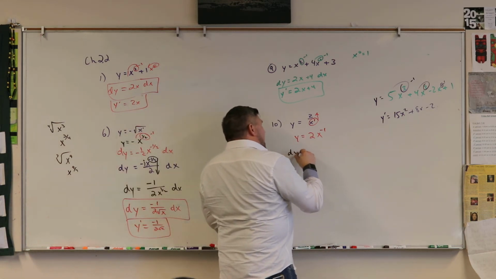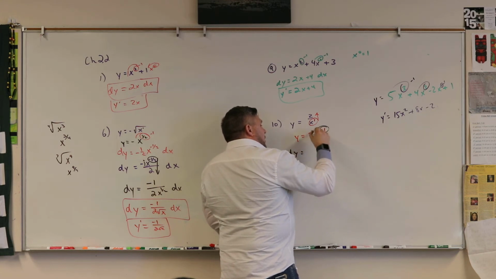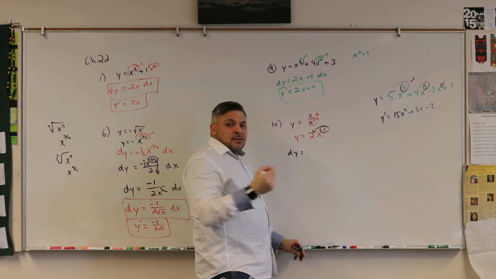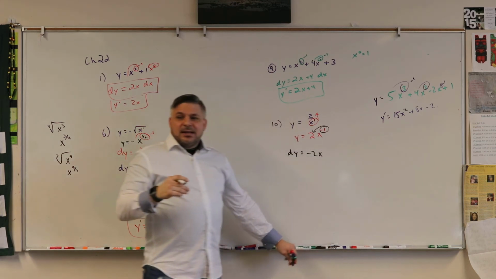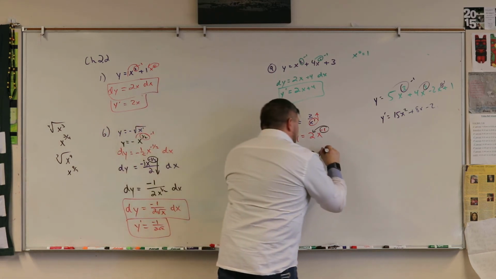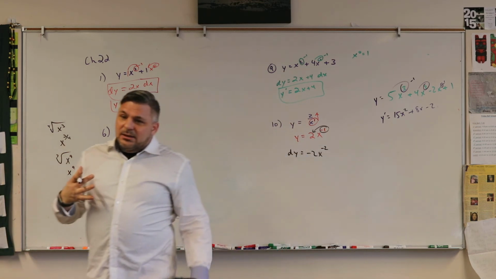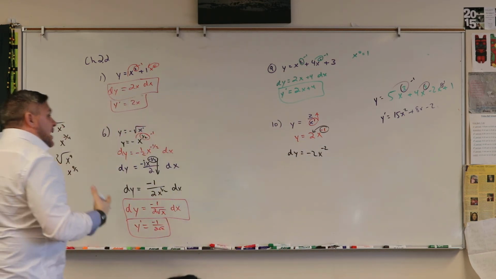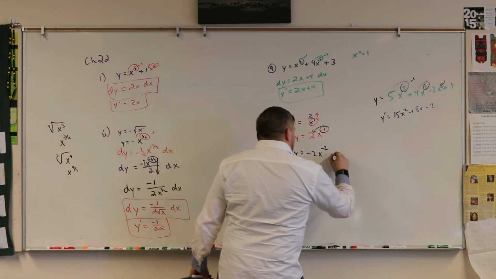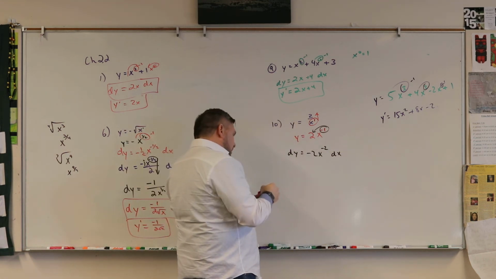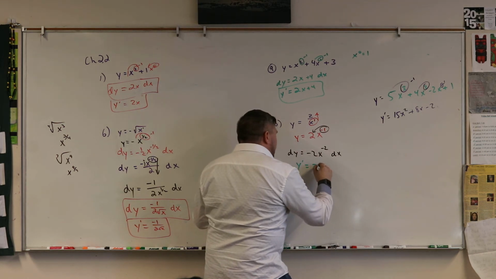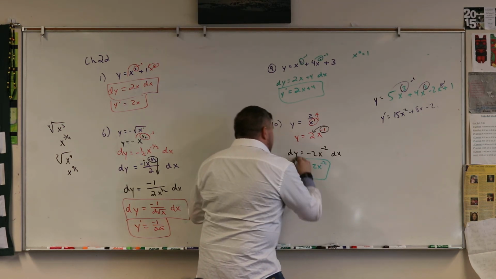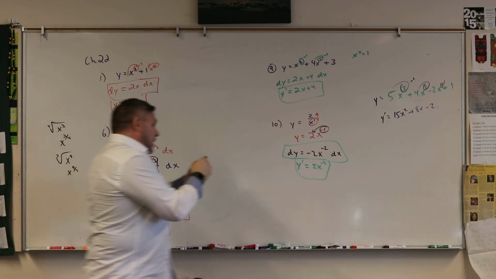So, dy is equal to what? Negative 2. Negative 2. X. X. And probably negative 2. Negative 2, good. You're learning. You got it. Okay? Now, just put dx. It's right. Now that's the same as y prime equals 2x to the negative 2. They are the same. Okay?